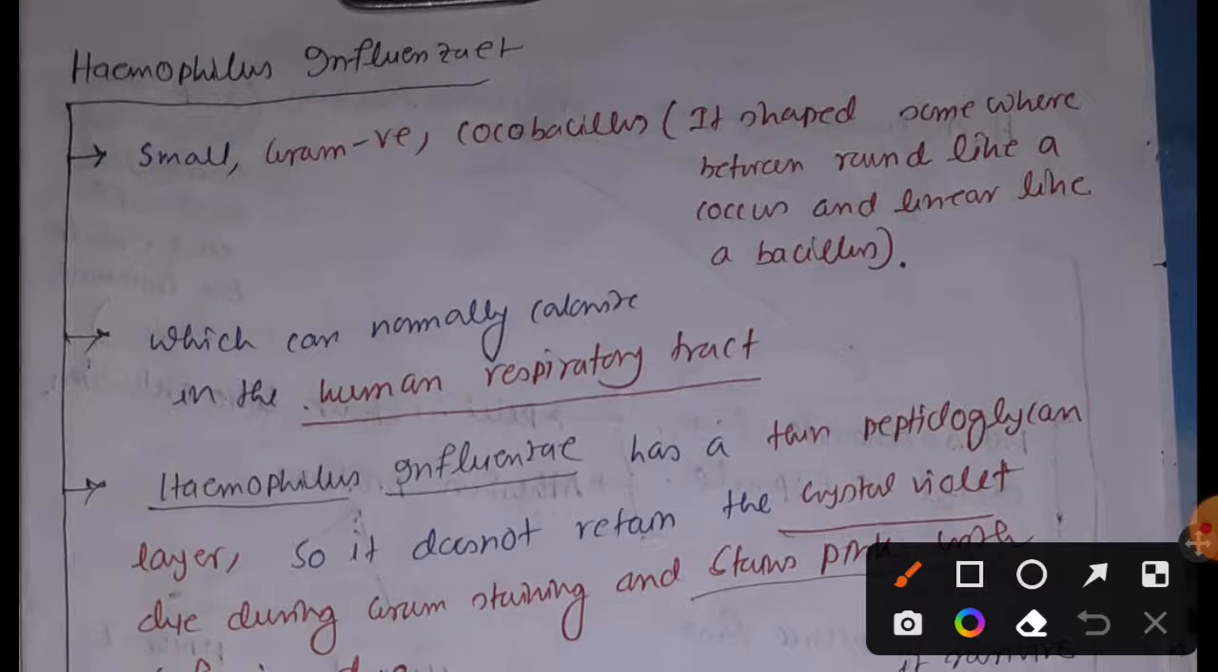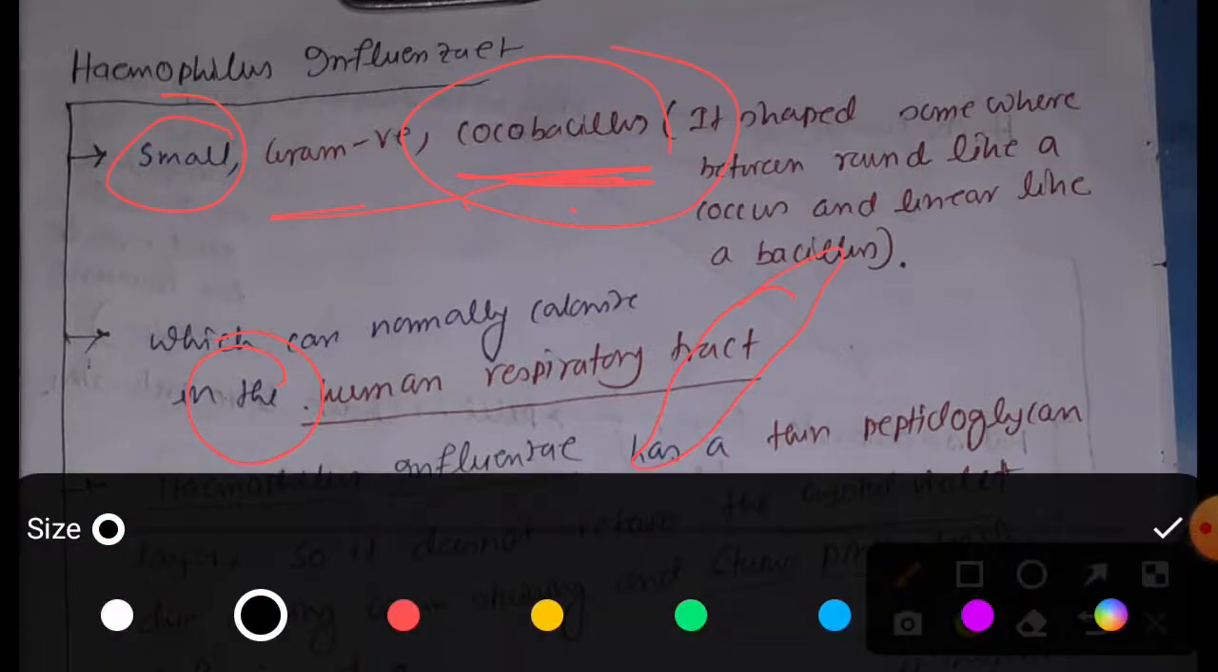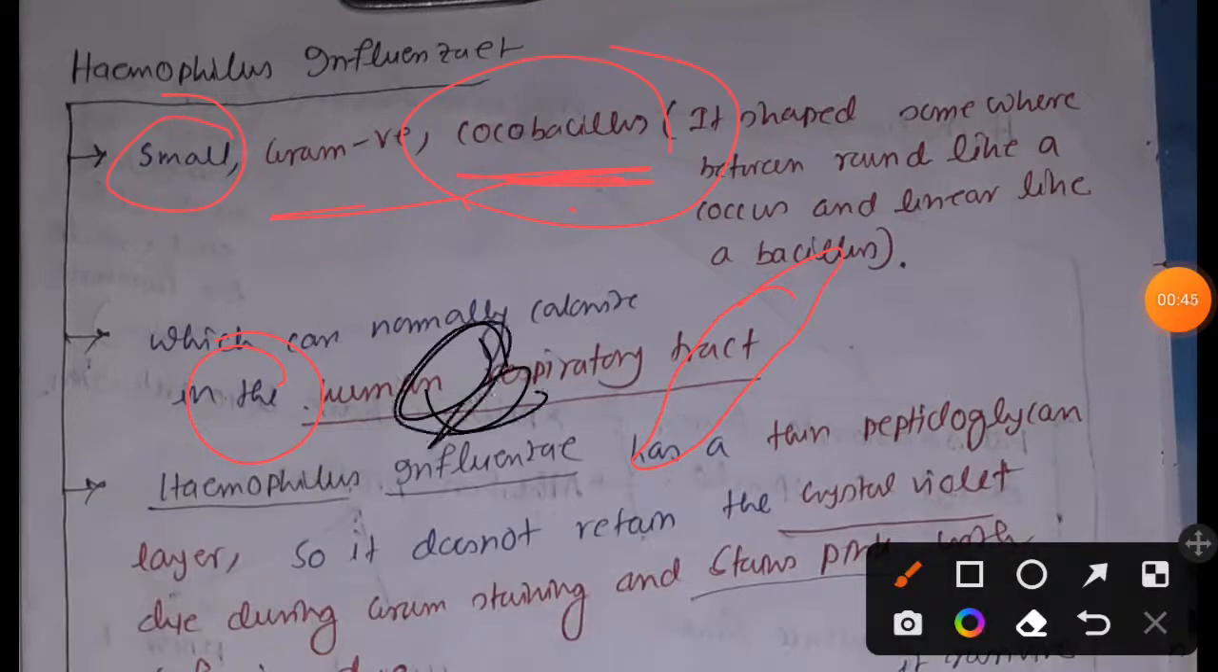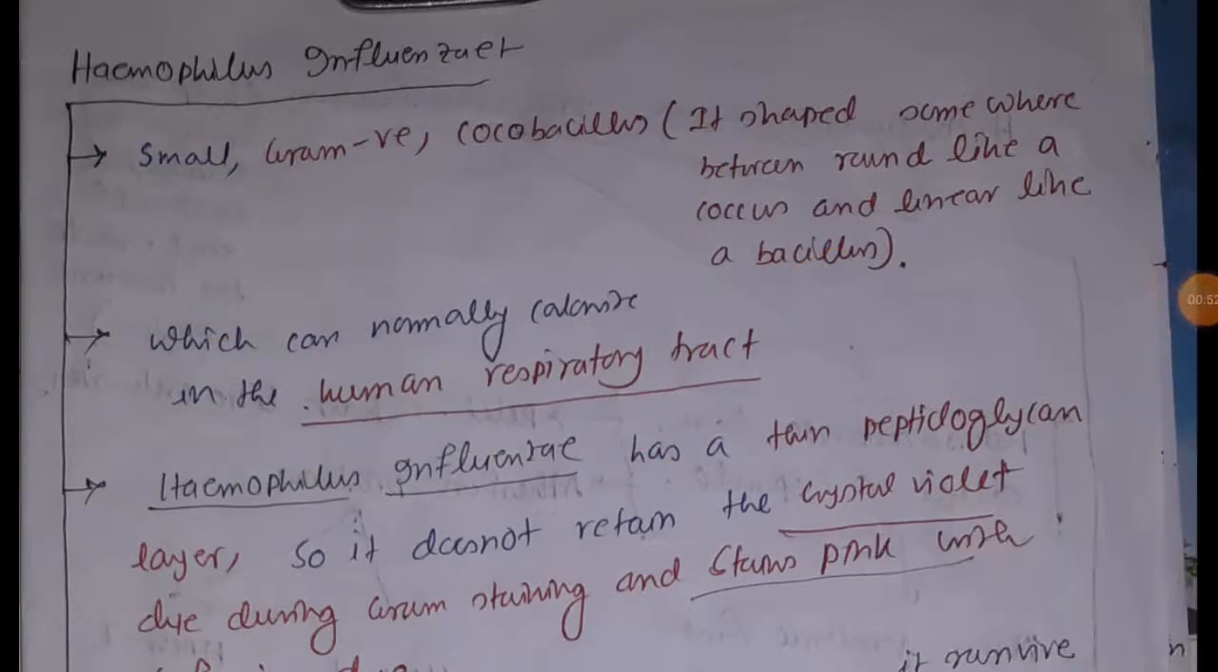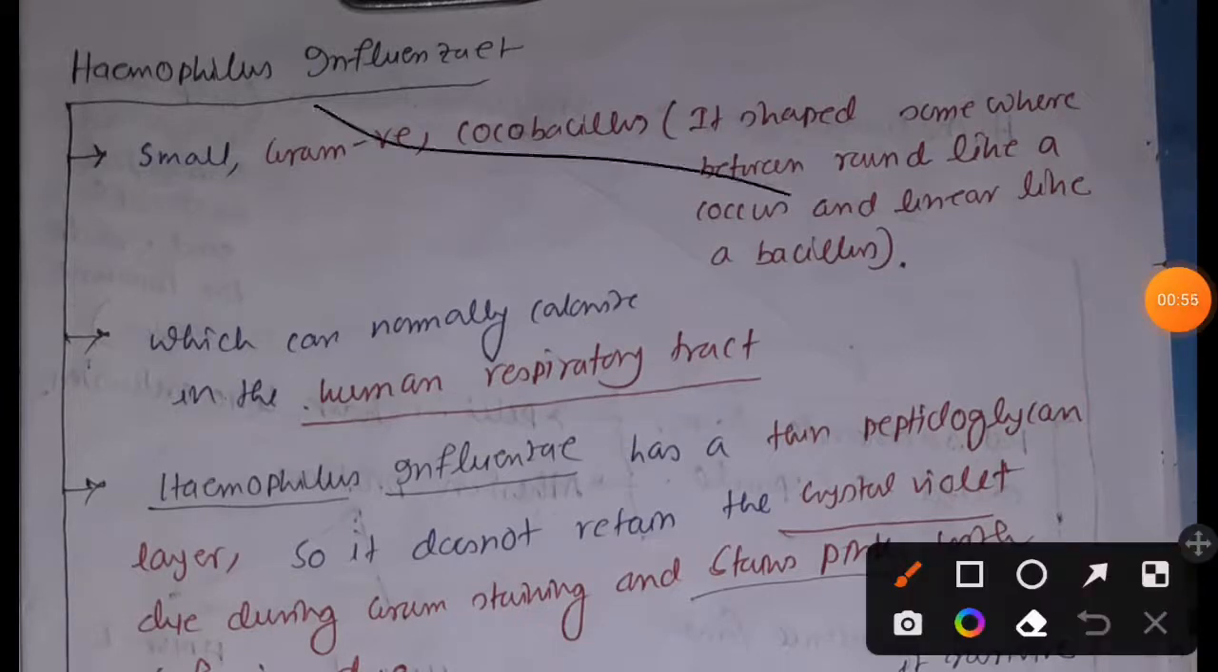Haemophilus influenzae, first of all, is small. It is gram negative and a coccobacillus. Coccobacillus means its shape is in between round, for coccus, and linear, for bacillus. It can normally colonize the human respiratory tract. That means Haemophilus influenzae will cause respiratory illness, right?